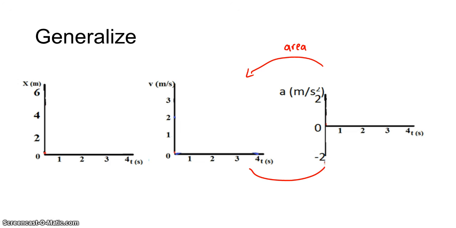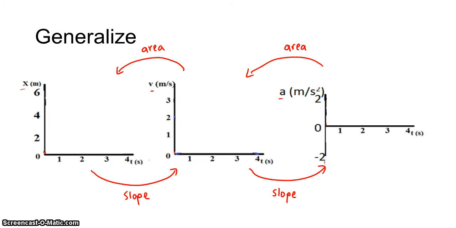Now recall from last week, to go from velocity to acceleration, I have to take my slope. This is true also from going from position to velocity. I need to take my slope. Lastly, to go from velocity to position, I take my area once again. So hopefully you can see the pattern that's going on here.